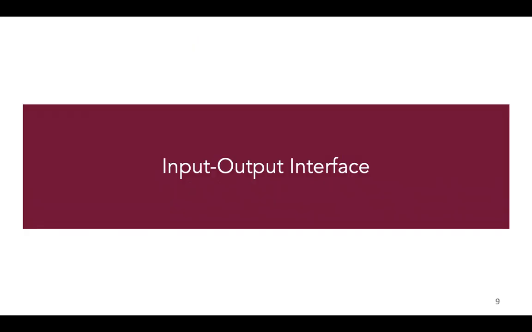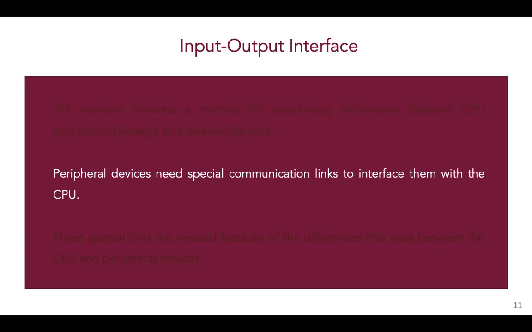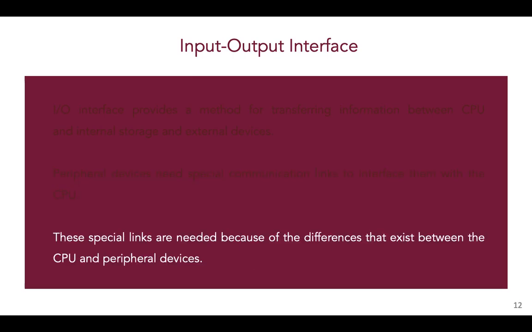All right, now let's start with input-output interface. Let's see what an I/O interface looks like. So an I/O interface provides a method for transferring information between CPU and internal storage and external devices. Peripheral devices need special communication links to interface them with the CPU. These special links are needed because of the differences that exist between the CPU and peripheral devices. Now, what these differences are is important to understand because that's the entire purpose of having a separate input-output interface between the central system, your CPU, the memory, and the peripheral devices. So let's take a look at what these differences are.